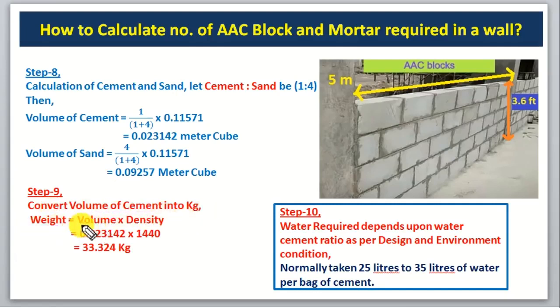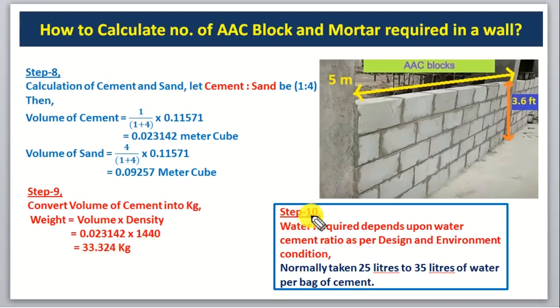So weight is equal to volume into density, and we have calculated volume of cement is 0.023142, and density of cement is how much? 1440, and you have to remember this, the density of cement is 1440. So after multiplying volume with density, we will get weight 33.324 kg of cement. Okay, and it is approximately 75% of 1 bag of cement, because in 1 bag of cement there is 50 kg of cement.